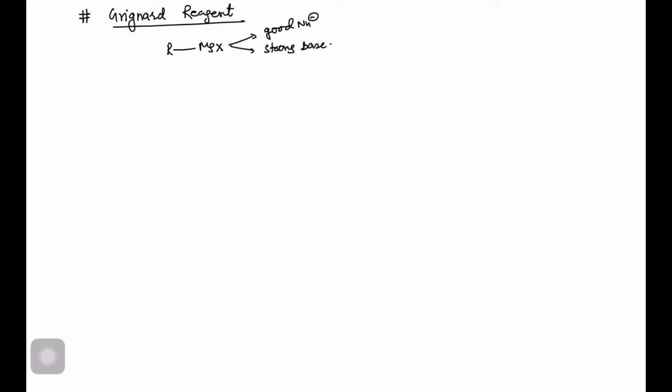Hello everyone, let's discuss a very important concept of organic chemistry. We have heard about the Grignard reagent, that is basically RMgX, and we know that Grignard reagent can act as a good nucleophile. It acts as a strong base whenever acidic hydrogen is present, but we have never heard whether it can act as a reducing agent or not. So the question is, can it act as a reducing agent?